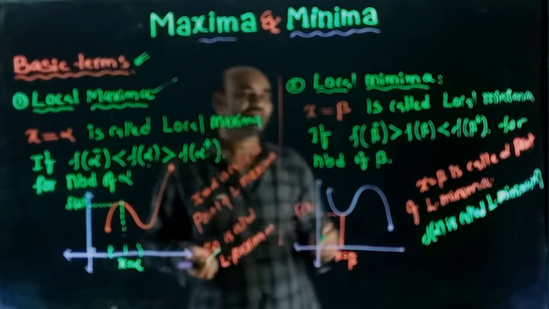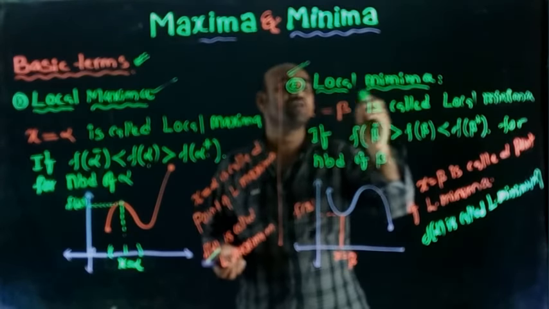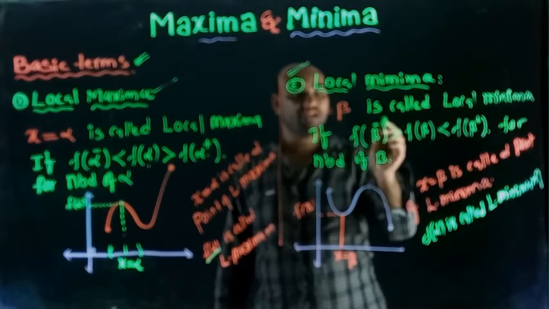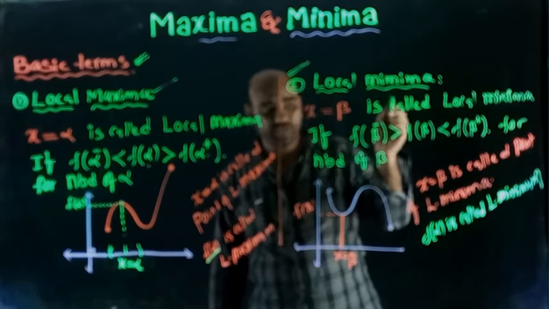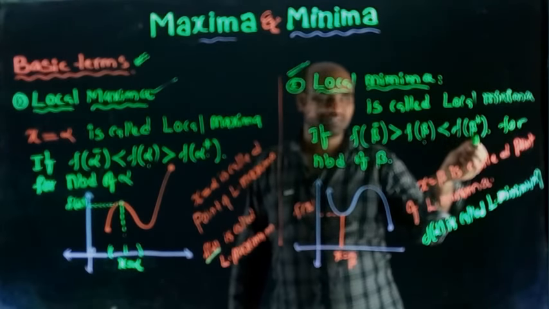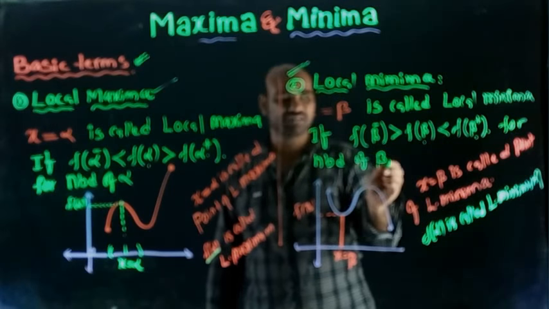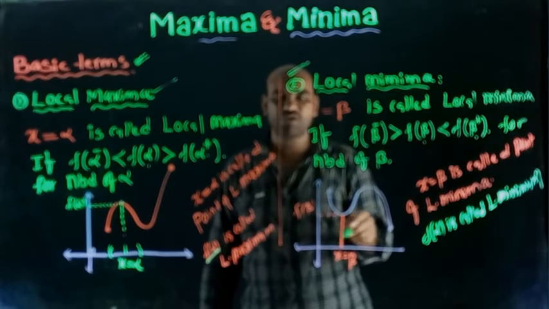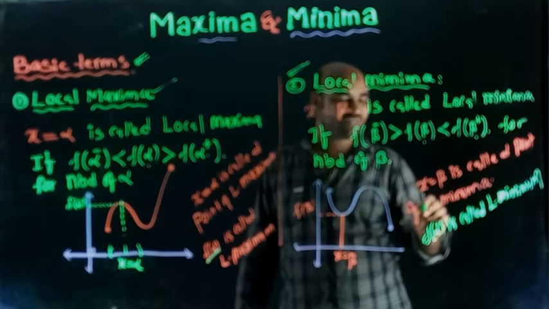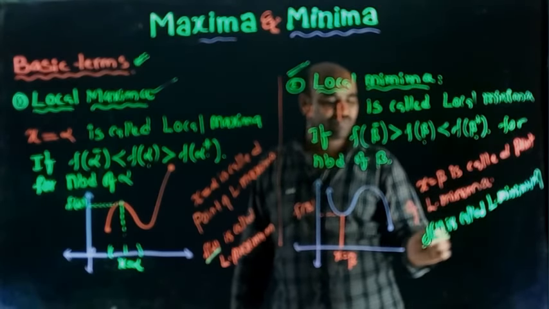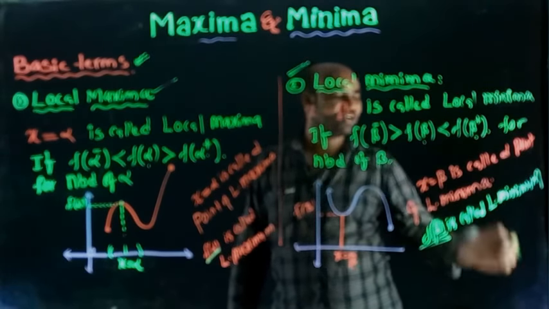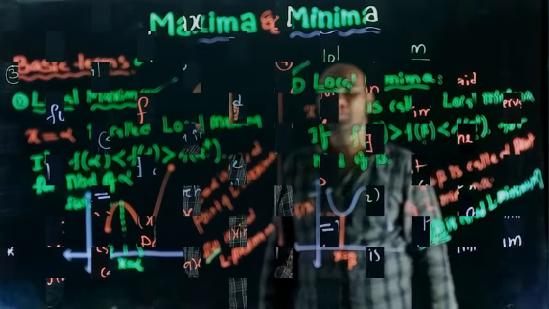Second one, local minima. X equal to beta is called local minima if f of beta minus is greater than f of beta, and f of beta is less than f of beta plus, in the neighborhood of beta. So this is defined in the neighborhood of beta. X equal to beta is called a point of local minima, and f of beta is called local minimum. Okay, students.